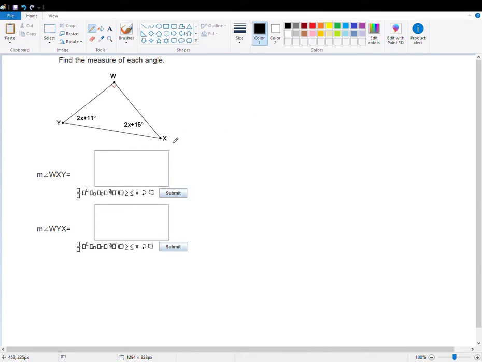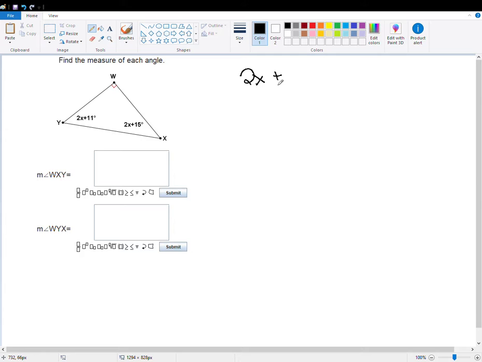Here is another example of the triangle sum theorem, where I know that each of the angles in the triangle will sum to 180 degrees. But instead of just having plain numbers, I have a little bit of algebra involved. So I'm going to solve an equation in order to find out what my variable x is. I'm going to start by just writing down the angles.